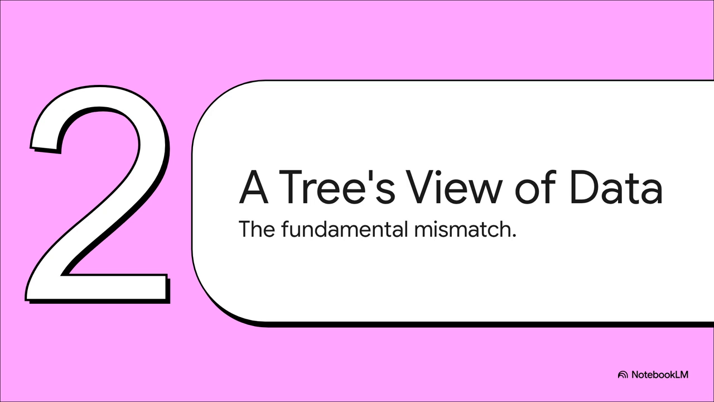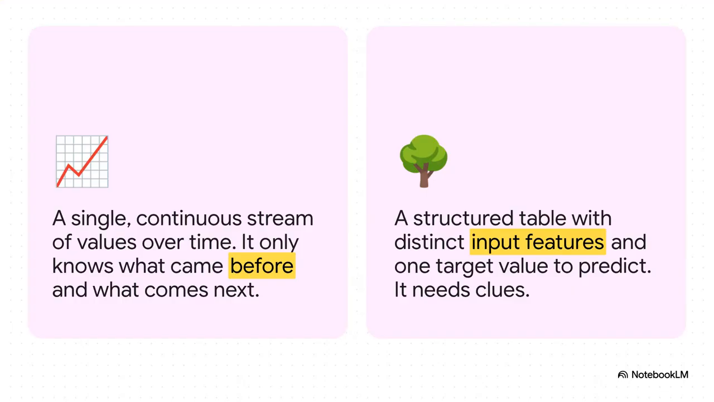Okay, so we've got our data and we've got the tool we want to use, a decision tree. But here's the thing, there's a fundamental mismatch. They just don't speak the same language. And this slide right here gets to the heart of the problem. On one hand, you have our time series data, which is basically just one long line of numbers. But a decision tree lives in a world of tables. It needs organized columns, what we call features, to use as clues for making a prediction. It's like trying to fit a piece of spaghetti into a spreadsheet cell.